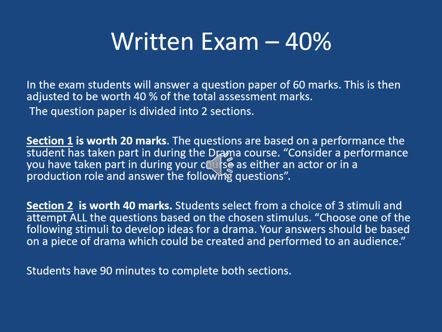The National 5 drama exam has two parts, a written exam worth 40% and a practical exam worth 60%. In the written exam, students will answer a question paper of 60 marks. This is then adjusted to be worth 40% of the total assessment. The question paper is divided into two sections.